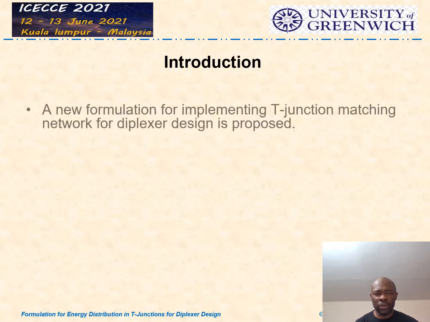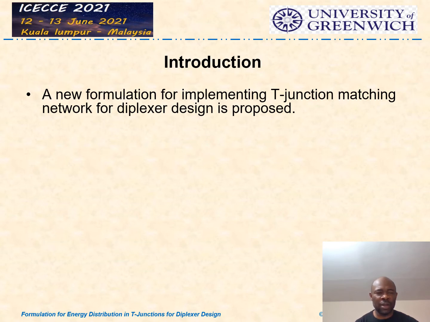Now, looking at the introduction, the first thing we would like to look at is diplexers. What is it all about? It's basically a device that is the simplest form of a multiplexer that can transmit and receive using the same channel. So we're going to look at how that can be designed. It's not a new technology, but our main originality in this work is how the T junction is being designed. So we have a new formula to enable you achieve a diplexer without going through numerous tuning and optimization.